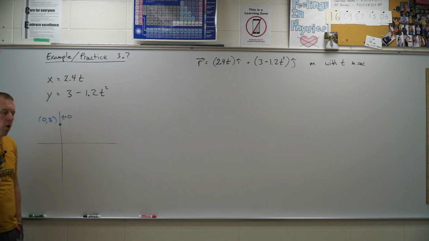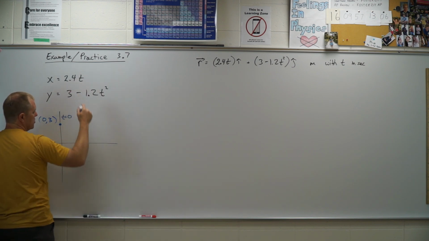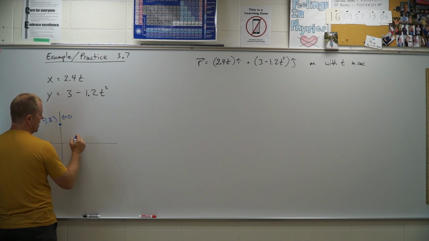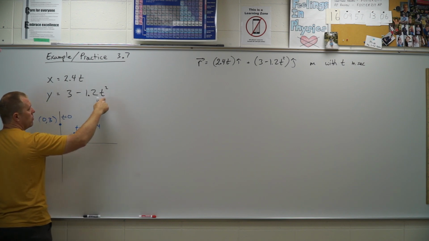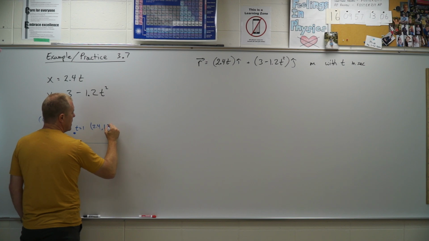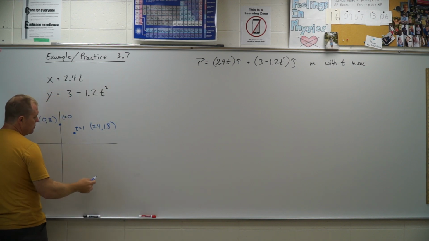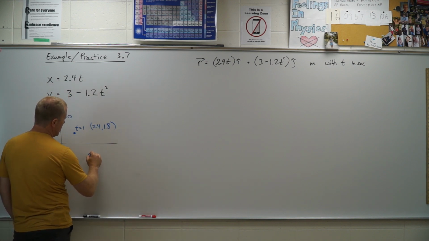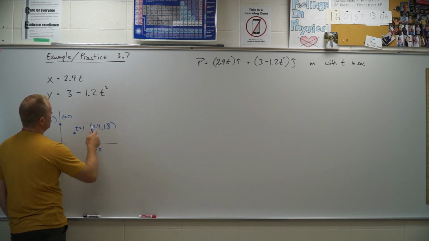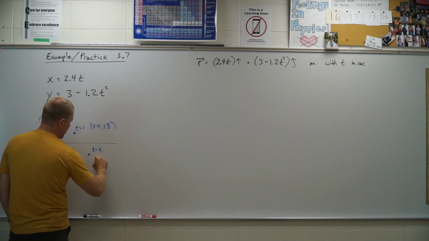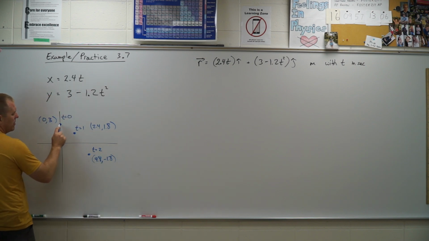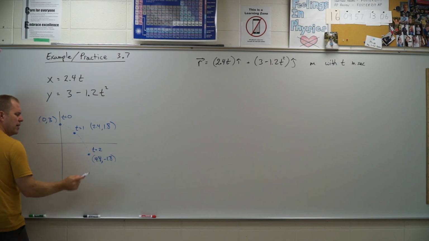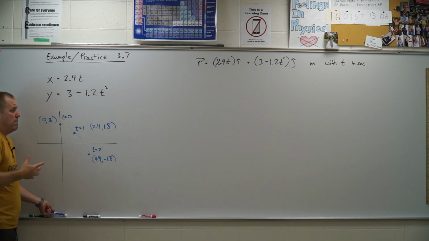And then I can plug in 1, and so at 1 second, I get 2.4, so maybe I'm over here somewhere. At t equals 1 second, I end up at 2.4, and if I plug in 1 second here, I get 1.8. And then at t equals 2 seconds, maybe I'm over here now, and I plug 2 seconds in, I'm now at 4.8 and negative 1.8. And so I've plotted it, and this thing's going to follow this path. That's its path it's taking.